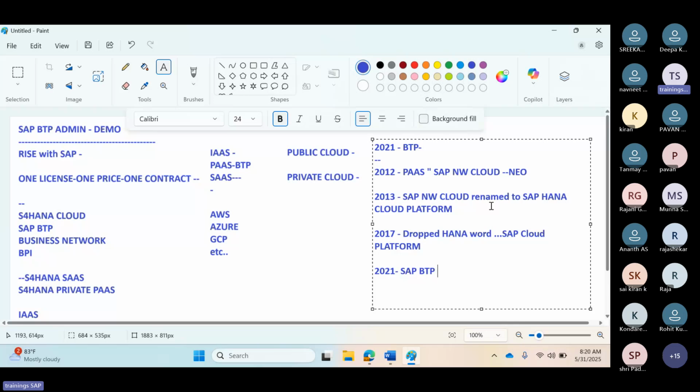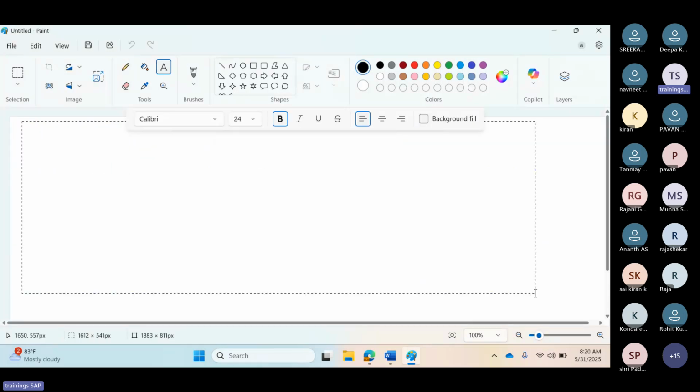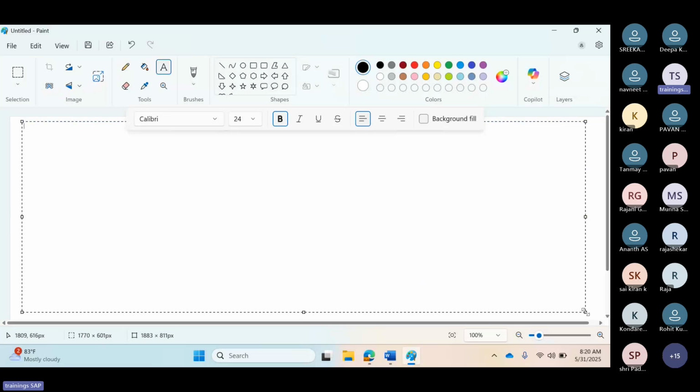Under this platform as a service based concept, they are offering almost 80 plus services in these BTP solutions. BTP is a technology platform, a platform as a service based concept. As I mentioned earlier, all their services, application development, databases, and many other services are introduced in the BTP platform.